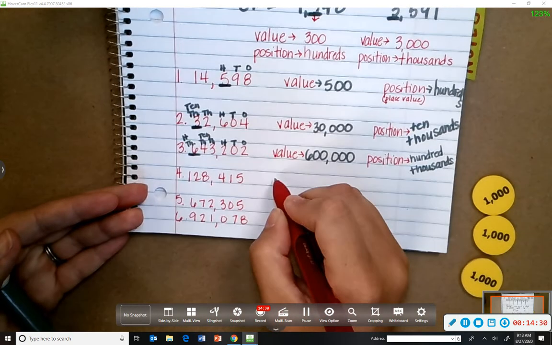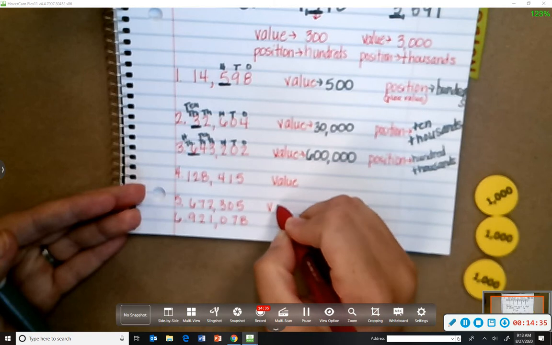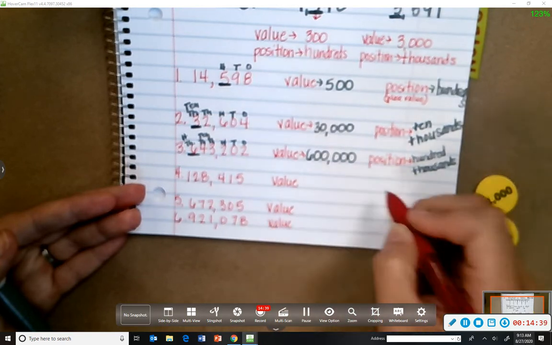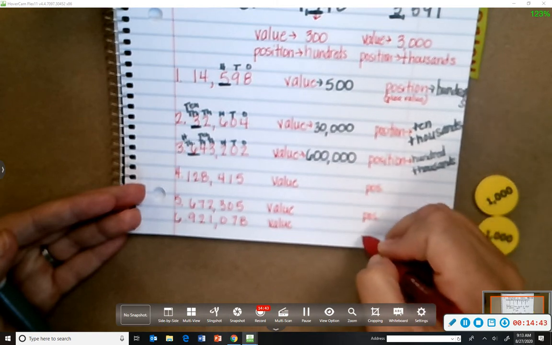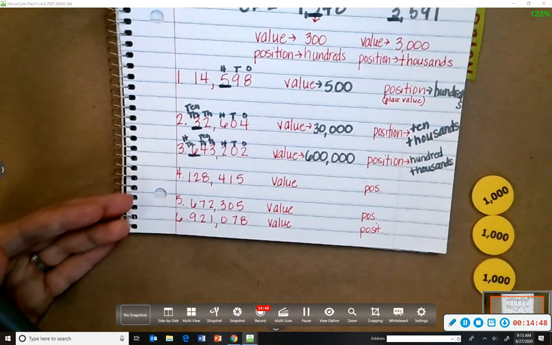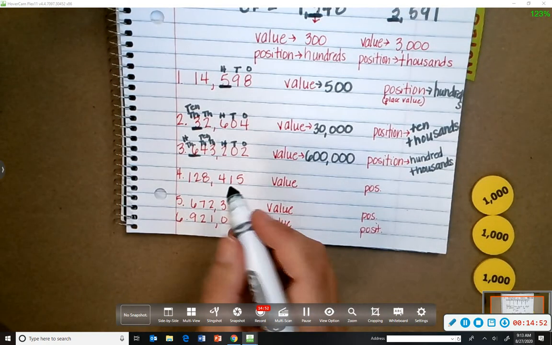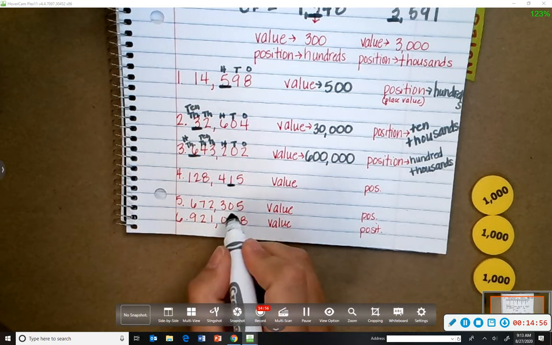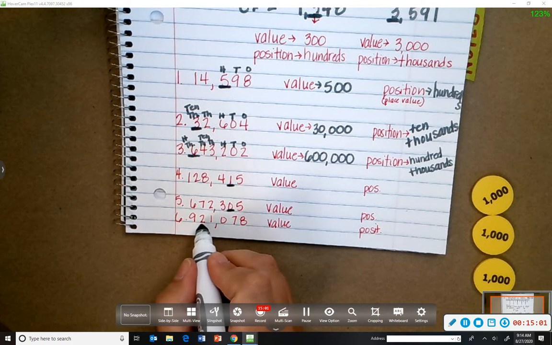Okay, so we're going to do the value and position of each of the underlined digits. Okay, so on this one we're going to go ahead and do the 1, the 0, and the 2.